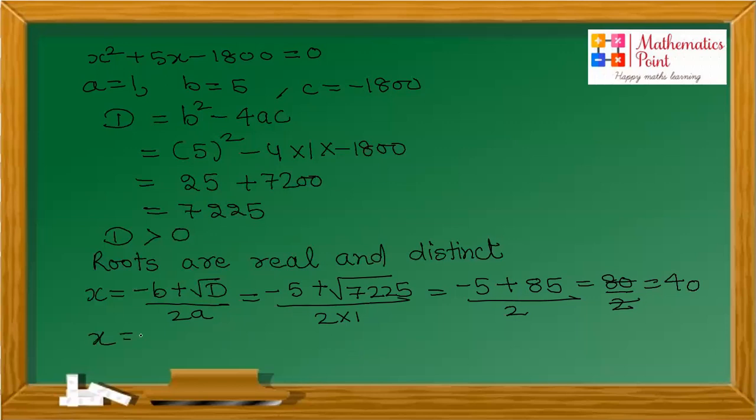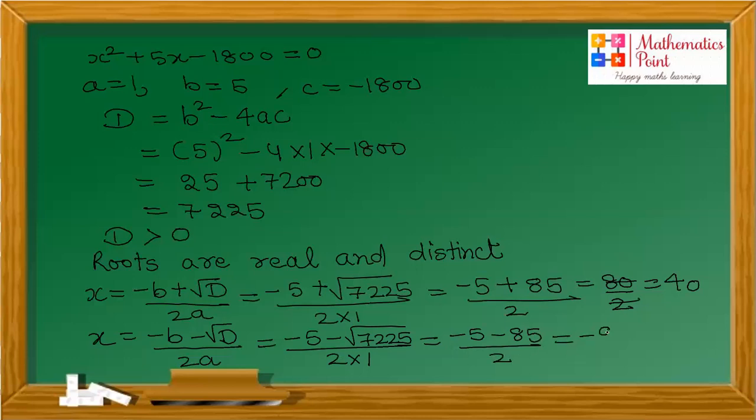Now the other root will be minus b minus square root of d divided by 2a, which is equal to minus 5 minus square root of 7225 divided by 2 multiply 1, which is equal to minus 5 minus 85 divided by 2, which is equal to minus 90 divided by 2, which comes out to be equal to minus 45.